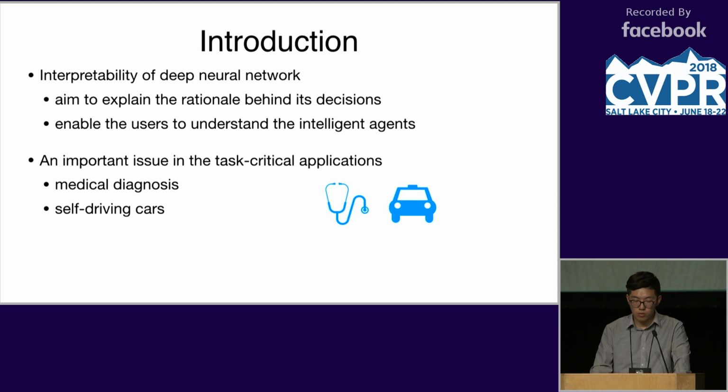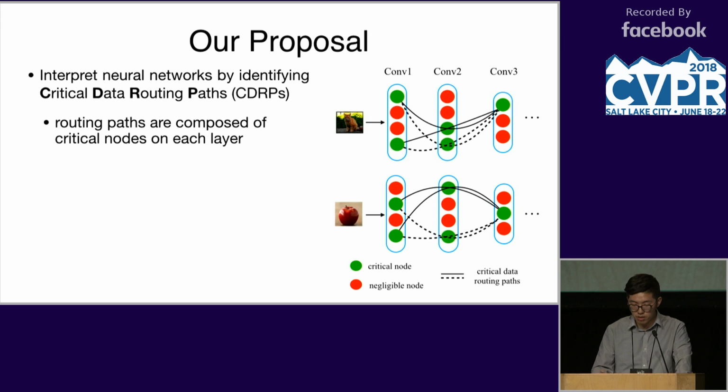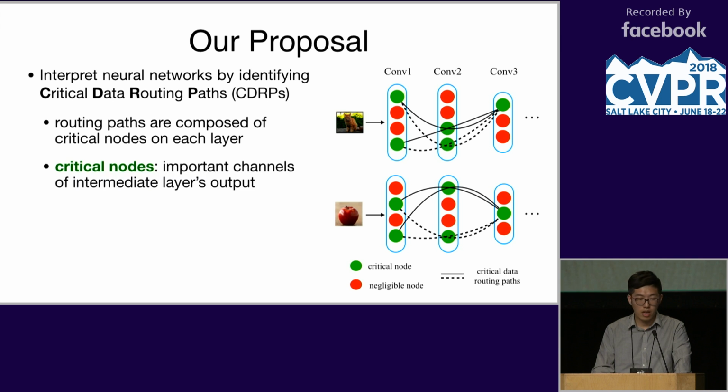In this work, we introduce a new perspective on interpreting neural network behavior by identifying the critical data routing paths of each given input. Specifically, we consider routing paths composed of critical nodes on each layer, and we denote the critical nodes on the routing paths as the important channels of intermediate layer outputs that, if they were suppressed to zeros, the final test performance would deteriorate severely.